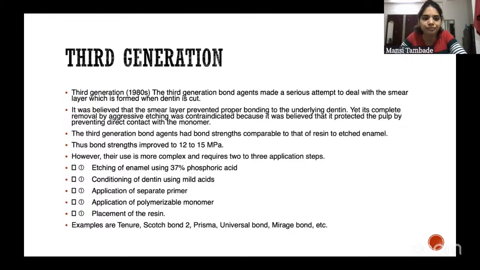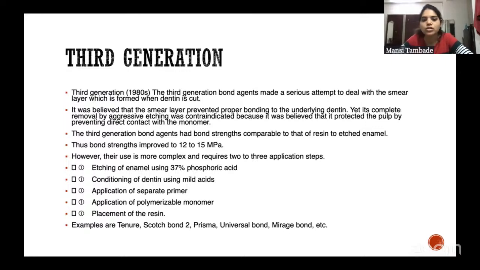Third generation, this was a serious attempt to remove the smear layer. As I have told you, the smear layer is one of the important parts of dentin. So it was a major part which was causing a problem to bonding, the bonding of the restorative material with the tooth structure was being hindered by this layer. So the attention was given to this.